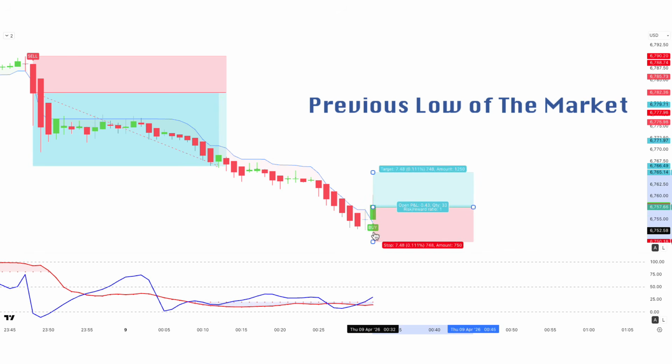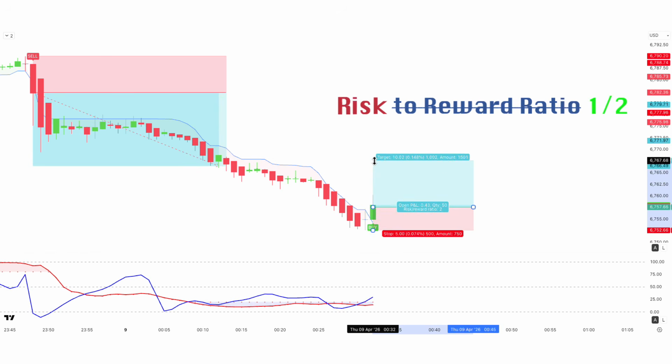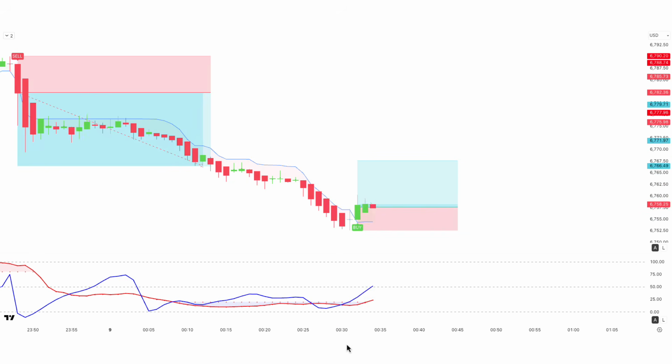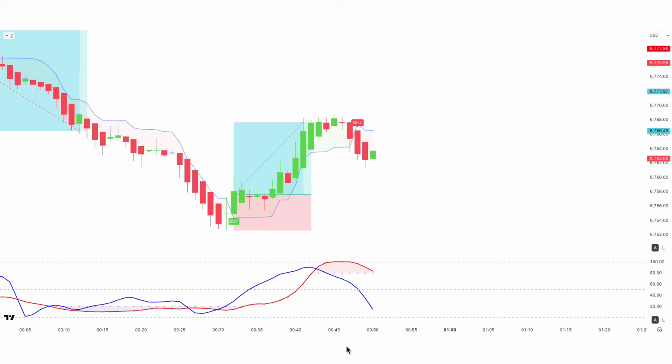Our stop loss is to be placed at the previous low of the market, and the risk-to-reward ratio will be 1:2. Let's see what happens to our trade. We have won the trade. Let's find the next trade.